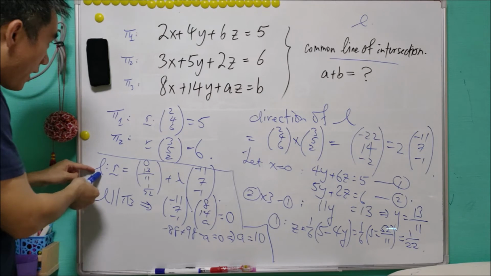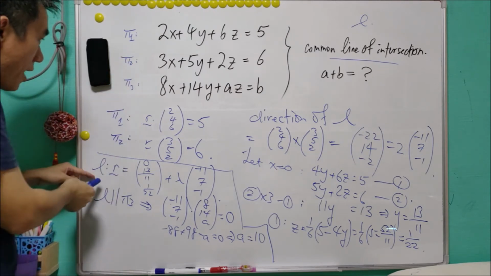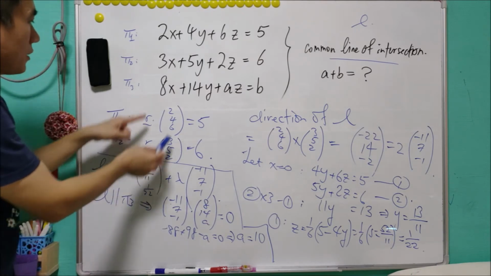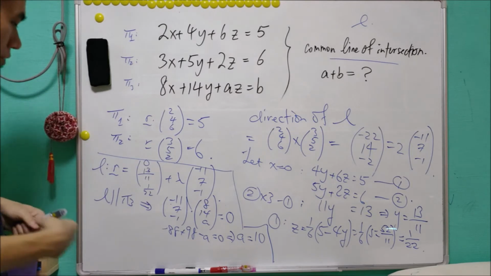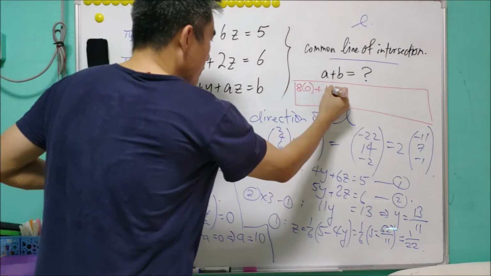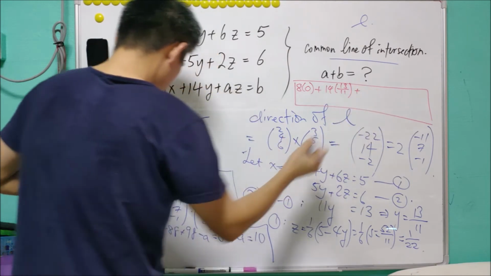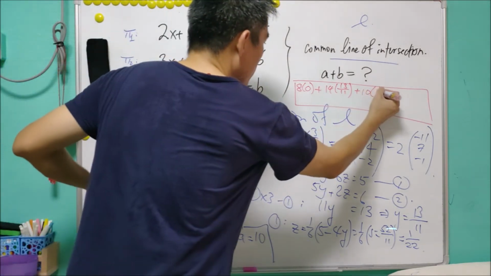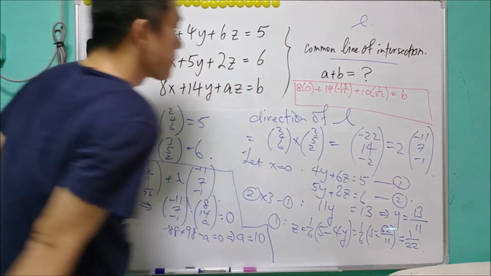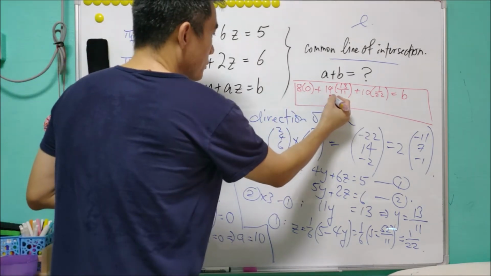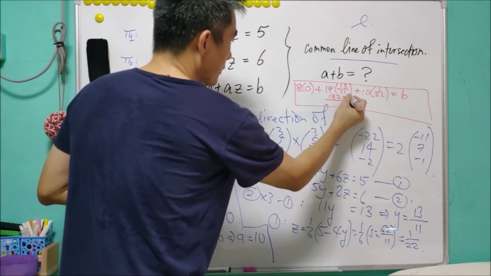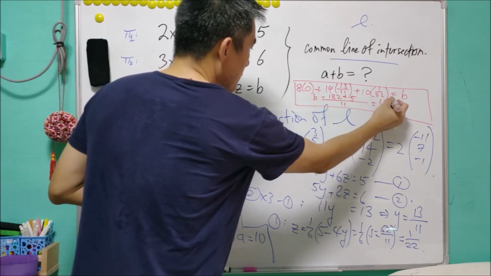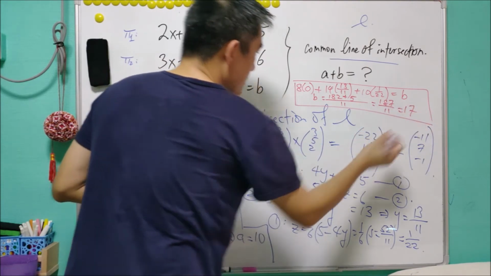From the condition, since L is common to all three, L is actually on pi 3, which means that this point is actually on pi 3. So we can conclude that 8 of x, 14 of 13 over 11, A which is 10 of z, where z is 1 over 22, is equal to B. So this will be equal to 182 over 11 plus 5, which is equal to B. And this is 187 over 11, that is equal to 17.